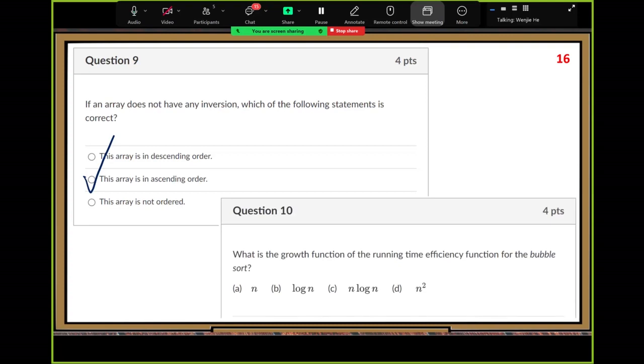The last question. What is the growth function of the running time efficiency function for the bubble sort? That's easy, n squared. Bubble sort, although I didn't write that formula explicitly, I said it's the same as the selection sort. So the number of comparisons you need for the bubble sort is the same as the selection sort, and the growth function here is n squared. It's a simple question.